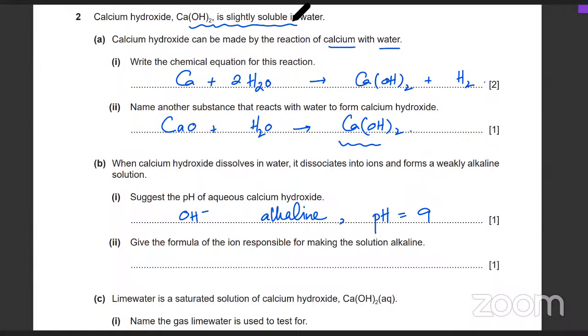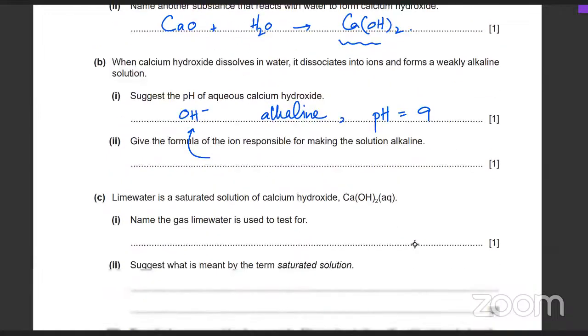So पानी के साथ mix नहीं होगा. So it's not going to dissolve that much, which is why it's not going to be very alkaline. To give the formula of the ion responsible for making the solution alkaline, वो पहले ही हमने कर दिया. That's OH ions. ठीक है, Alia, is this clear? जी सर.